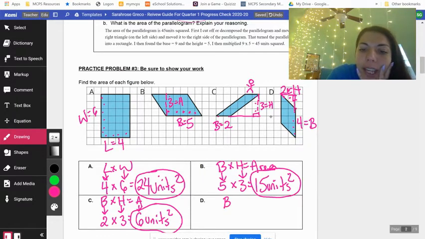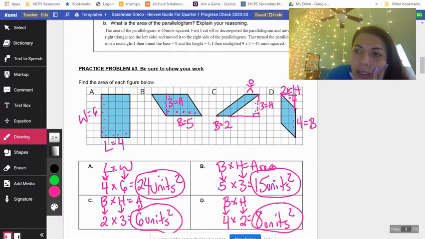So again, base times height. My base was 4 times my height was 2. My answer is 8 units squared. All right.